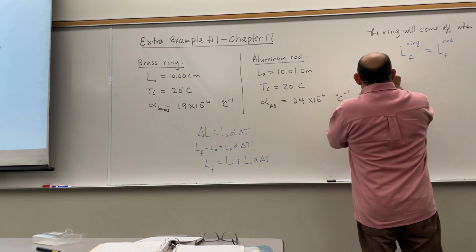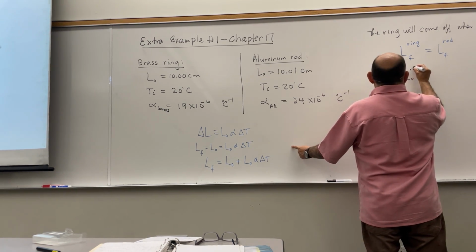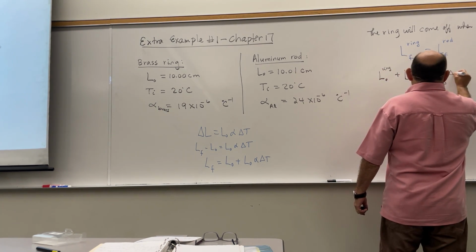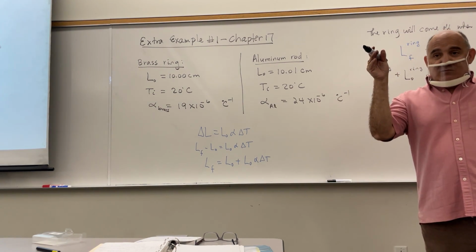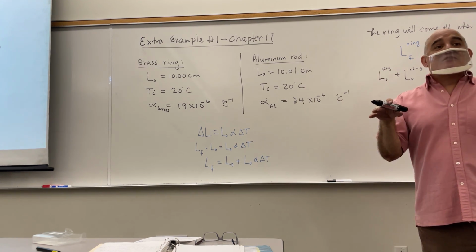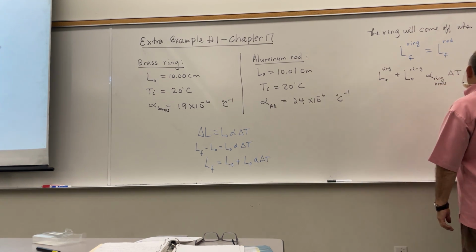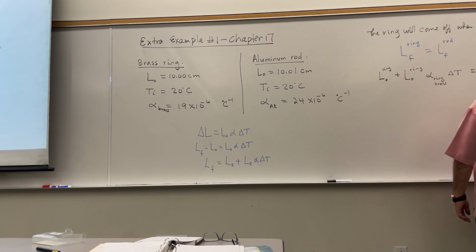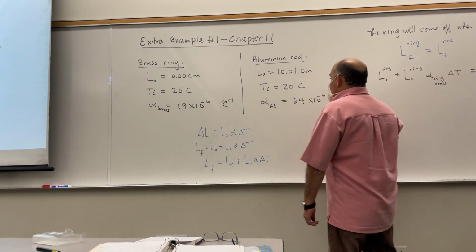So what I'm going to do is I'm going to say, L initial for the ring plus L initial for the ring times alpha for the ring, which is brass, right? Times delta T. Notice that they both started at 20 degrees Celsius, so they're both going to go down by the same temperature, to the same final temperature. So that makes the solution of the problem easier. And that has to equal L initial for the rod plus L initial for the rod, alpha for the rod, which is aluminum, times the same delta T. The delta T is my unknown. So I put in the numbers.